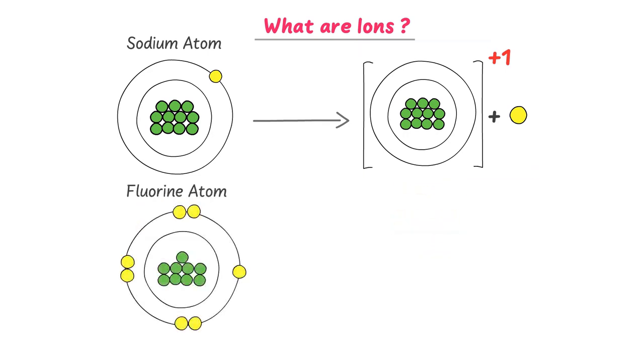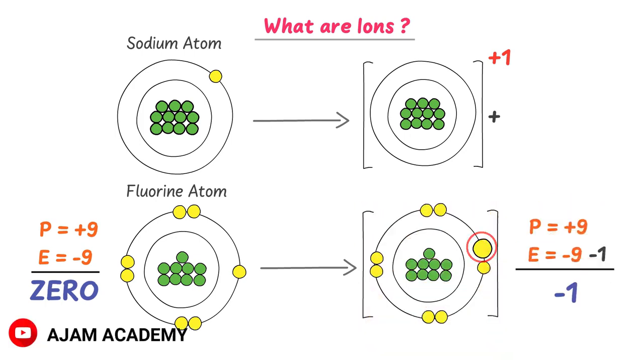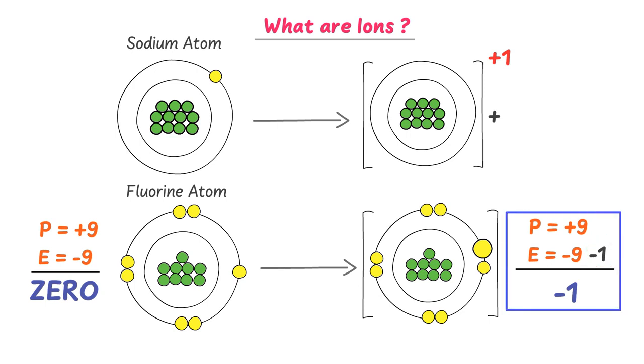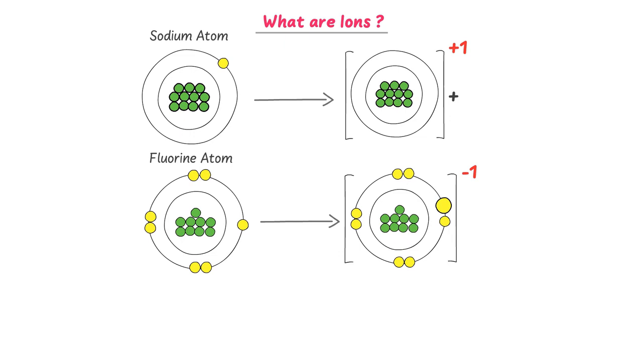Secondly, consider a fluorine atom. There are 9 protons and 9 electrons in a single atom of fluorine. We know that positive 9 and negative 9 cancel out each other and the net charge is 0 on the fluorine atom. Hence the fluorine atom is a neutral particle. Now consider that the fluorine atom gained this electron lost by the sodium atom. Initially, there were 9 protons and 9 electrons, but now one extra electron is gained by it. So we write here negative 1. Positive 9 and negative 9 cancel out and we get negative 1. So the net charge on the fluorine atom is negative 1. It is now a charged particle.